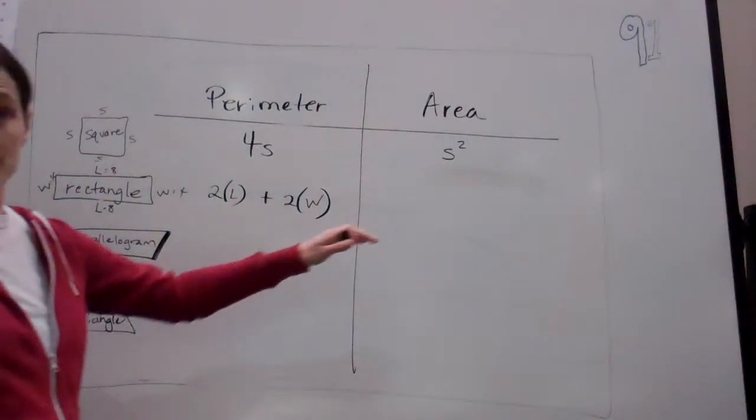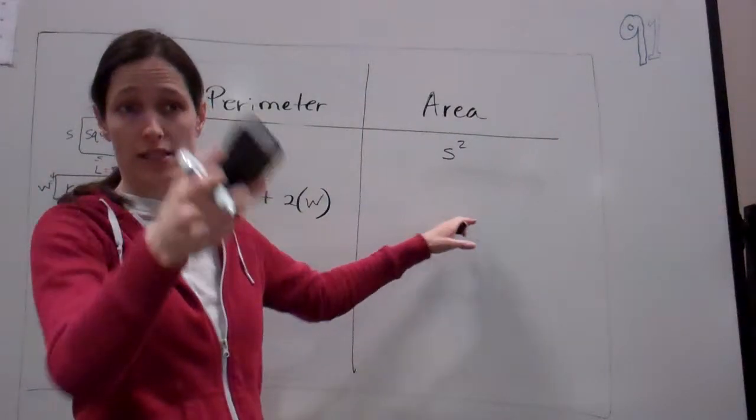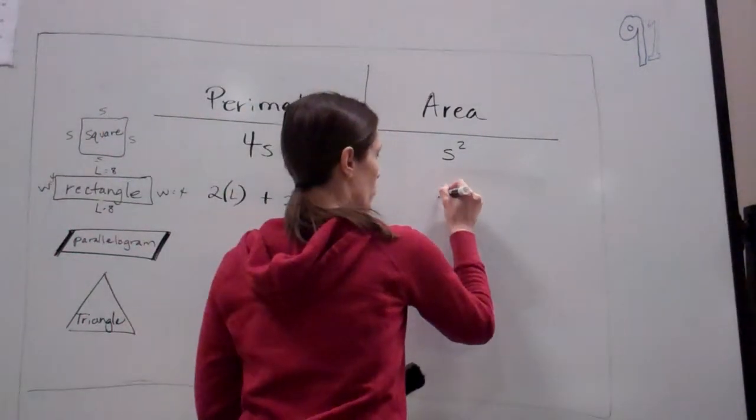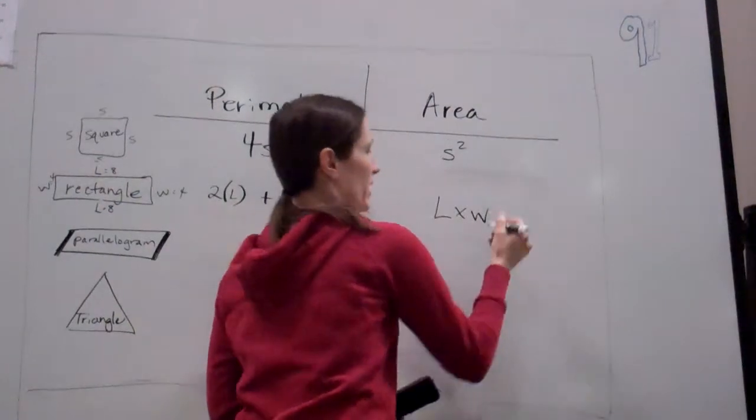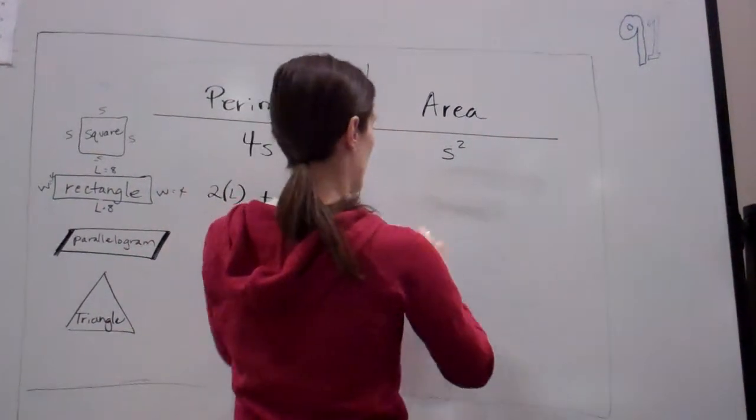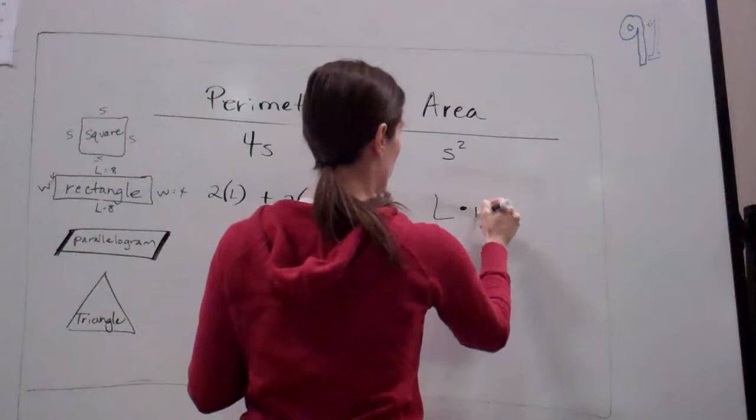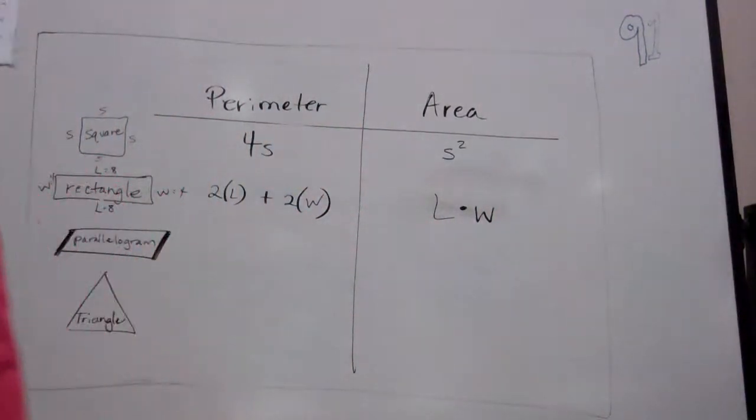What about area? We pretty much know this one. Length times width. A equals length times width. That looks like L. We'll put a dot right there. Length times width. We know that one. Length times width. Okay? Parallelogram.